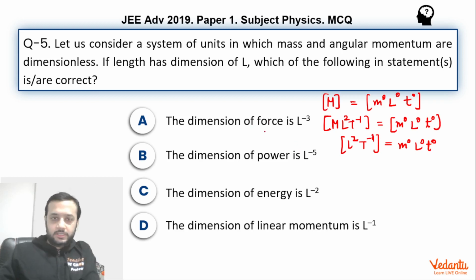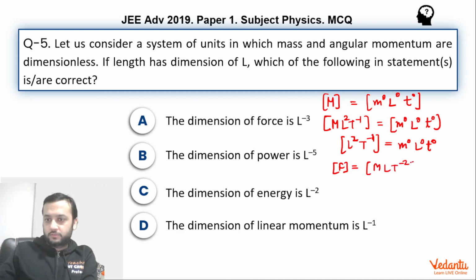Now let's go to the question. If you see the dimension of force, it is nothing but mass into acceleration. So mass is m and acceleration is meter per second square, so that is LT to the power minus 2. Mass has become dimensionless, so m can be replaced by this. So you can simply forget capital M. Now LT minus 2, right?